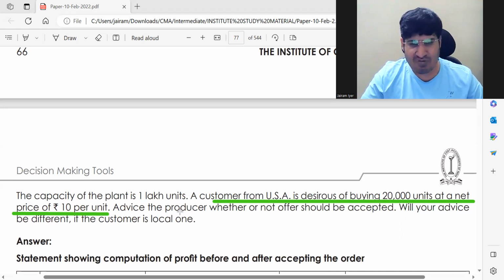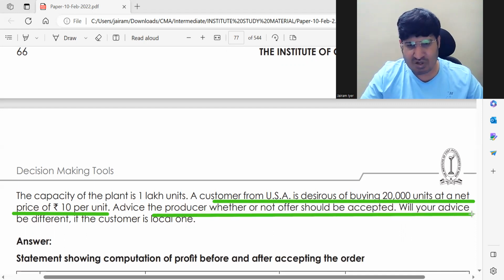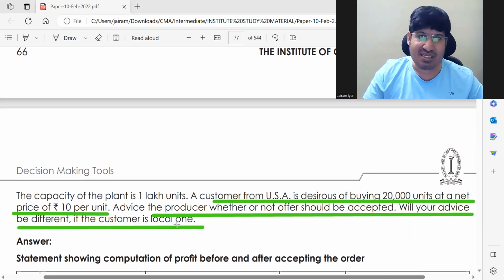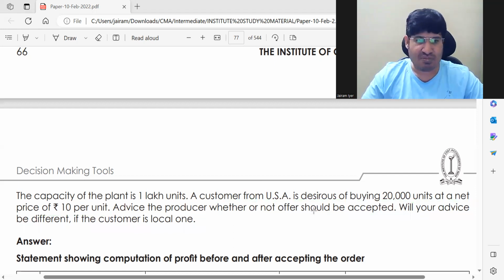Okay. So we have to advise whether the order should be accepted. Will the advice be different if the customer is a local one? This part we will see at the end. For now, let us see what we should do for the USA customer. Now all these things we will just put under the marginal cost statement.